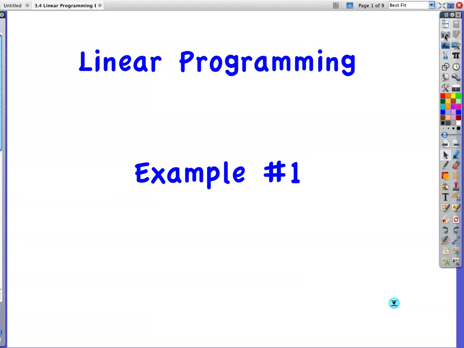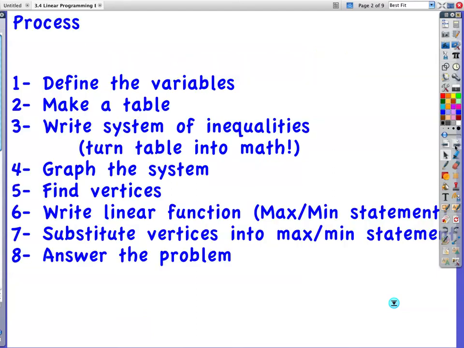Give me one slight moment for my board to kick in here. Okay, here's the process. You're going to want to have this in your notes. I'll have it before every example, but you only need to write it down once. First, you need to define the variables, and then the second thing you do is make a table. A lot of process. I'll go through the process as we go through a problem because it'll make more sense.